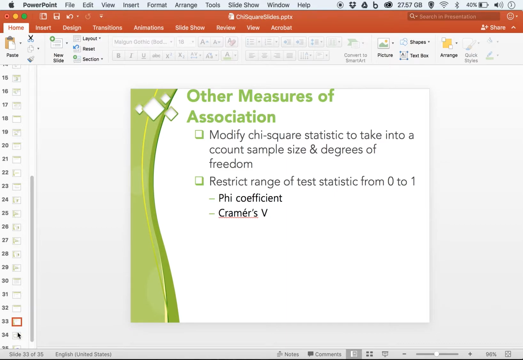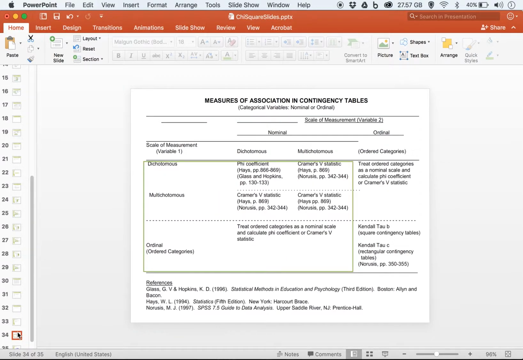Now, these measures of association are very briefly discussed in your textbook. But here's a great contingency table I use for determining my categorical variables when they're nominal or ordinal and what test I need to run. So if I have a dichotomous variable, I'm comparing it to another dichotomous variable, I could do a phi coefficient. If I have a dichotomous variable and I'm comparing it to a multichotomous variable, I can do a Cramer's V. Notice that this is not something you can do with log linear, because you have to have all of your variables be 3 categories or more.